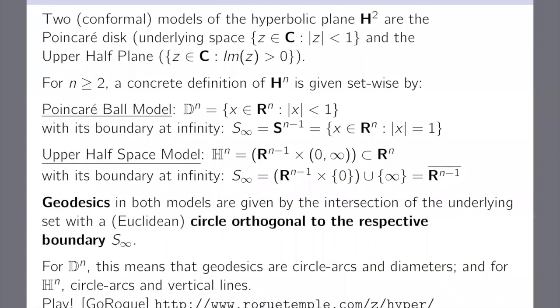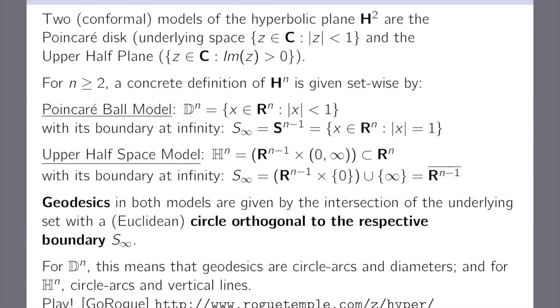Okay, so all I'll say about this slide is that the Poincare ball model is the extension of the Poincare disk model. So of course, the Poincare ball model is a model in higher dimensional hyperbolic space. Same thing with the upper half space model, right? This is a generalization of what we saw in dimension 2. Okay, so now it's still true that the geodesics in both models are circles orthogonal to S infinity.